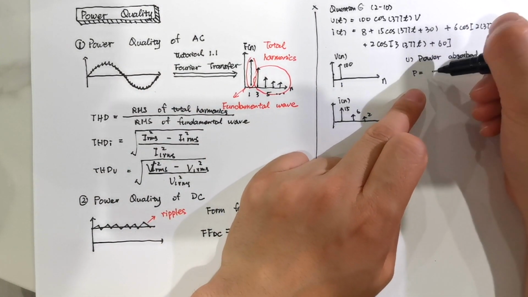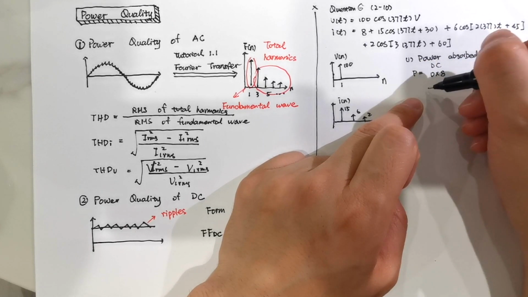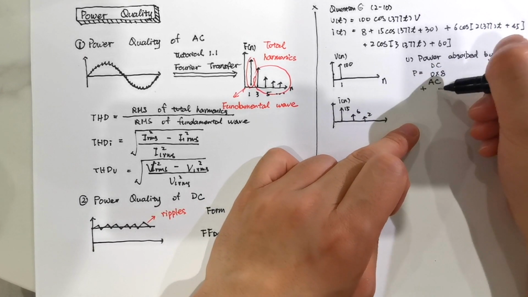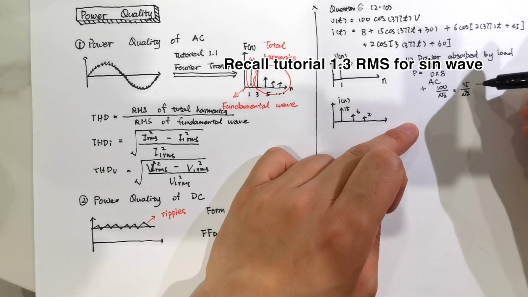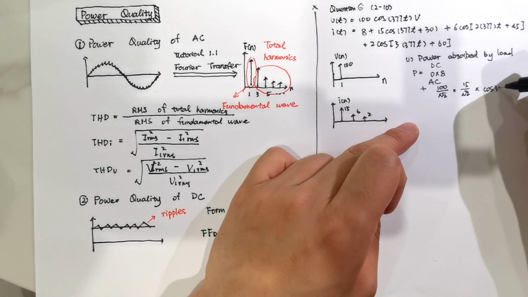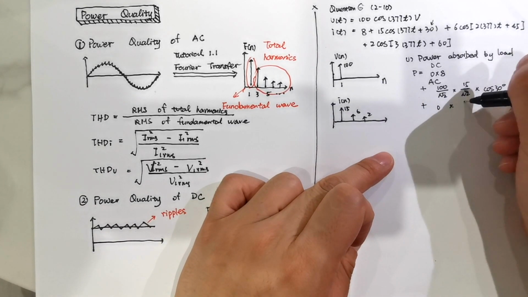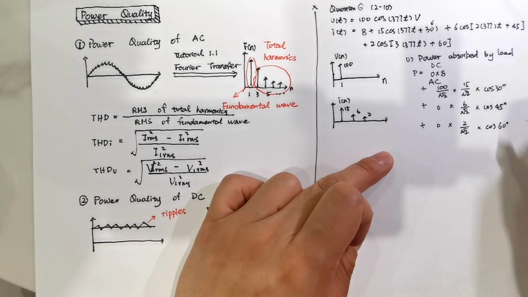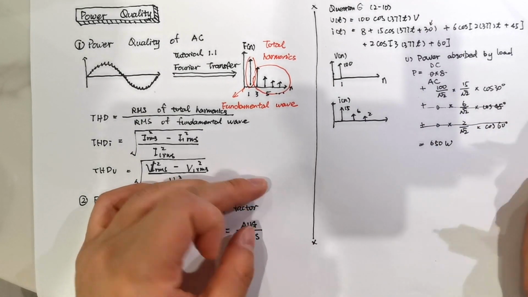The power absorbed by the load has two parts. The first part is the DC part, because we have a DC part in the current, but we don't have a DC part in the voltage. This part is 0 times 8. Then we do the AC part, one by one. The first is 100 voltage times the 15 current. So it's 100 divided by square root of 2 times 15 divided by square root of 2. Also remember we still have an angle difference, so we multiply by cosine 30 degrees. And then we do the 6 one and the 2 one for the current, but these two are 0. So in the end we get the power absorbed by the load is 650 watts.